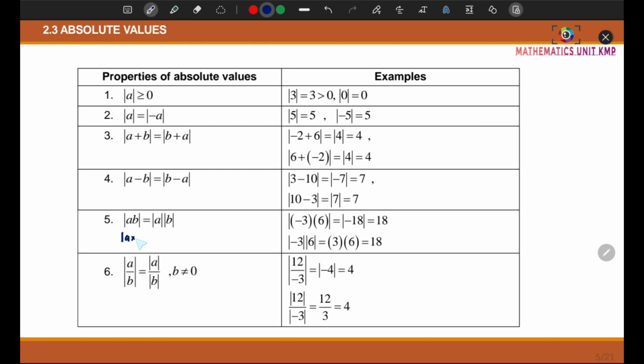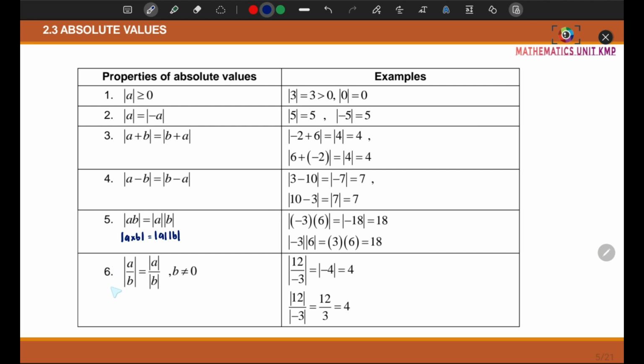Okay, it is the same as absolute value of A times absolute value of B. So here is the example. We multiply -3 and 6. You will get absolute value of -18 equal to 18. And if you multiply absolute value of -3 times absolute value of 6, you will have 18 as well.